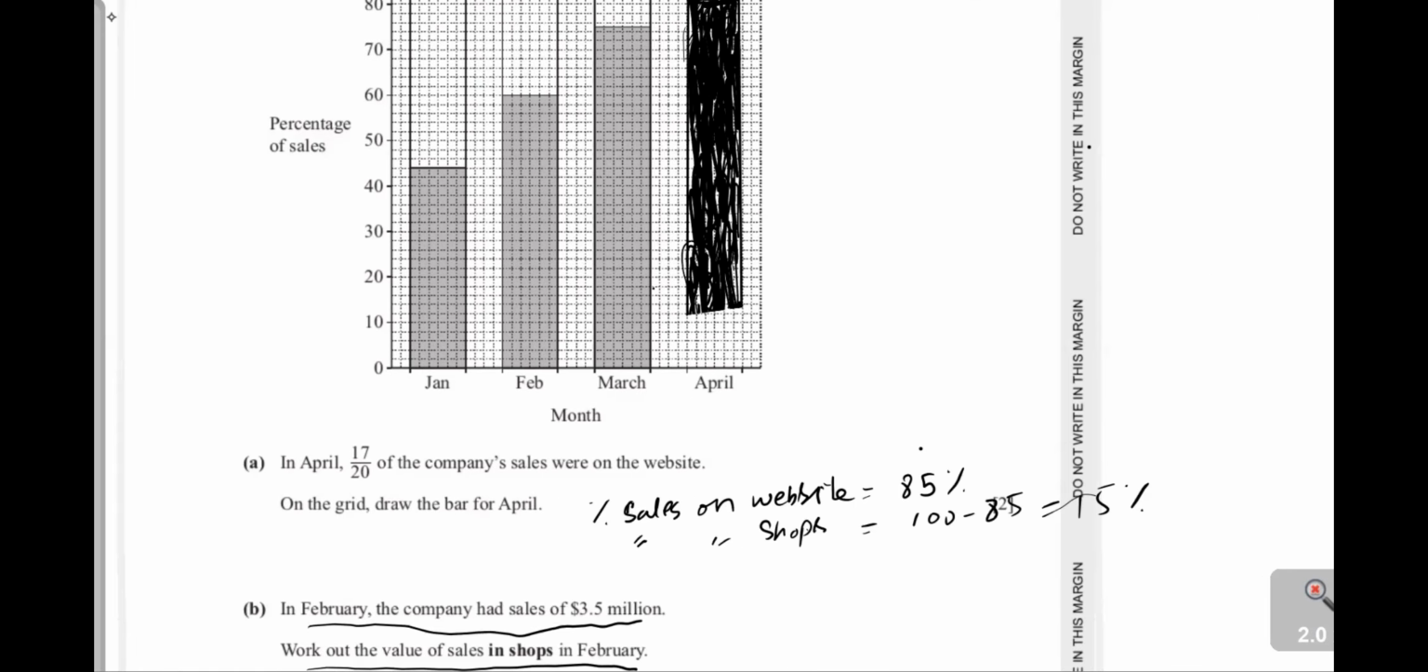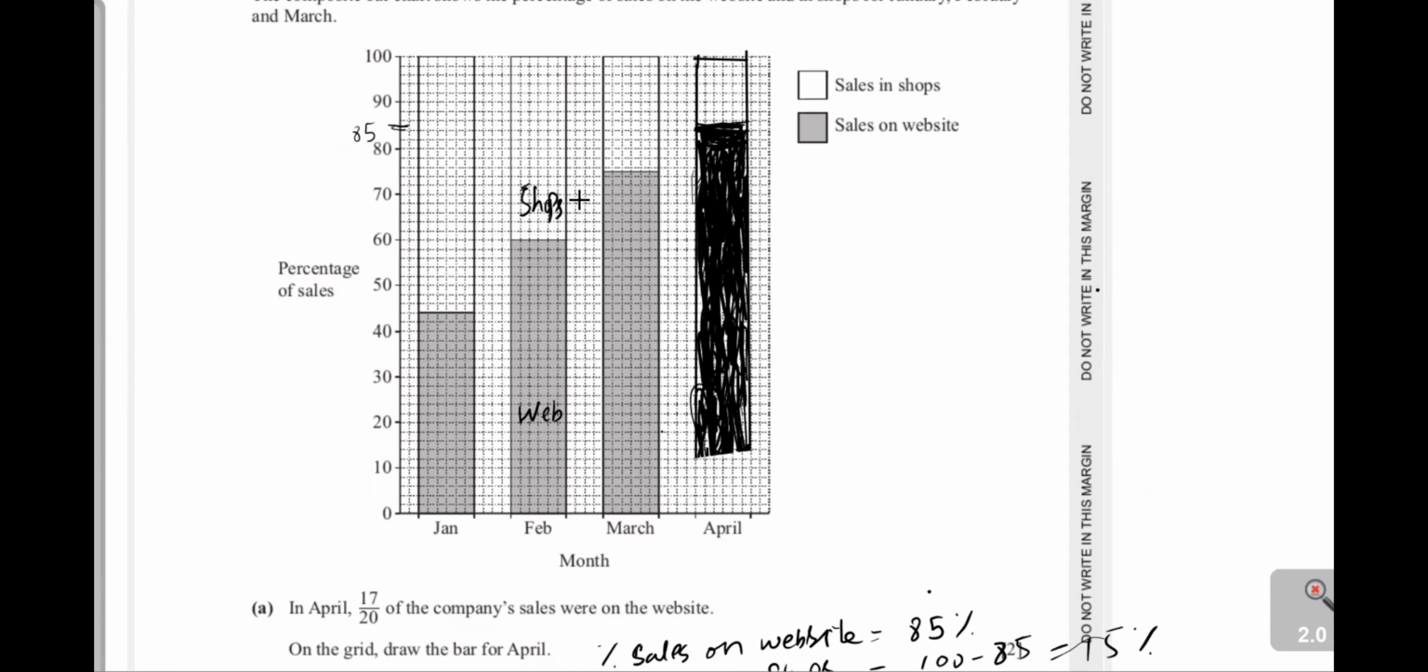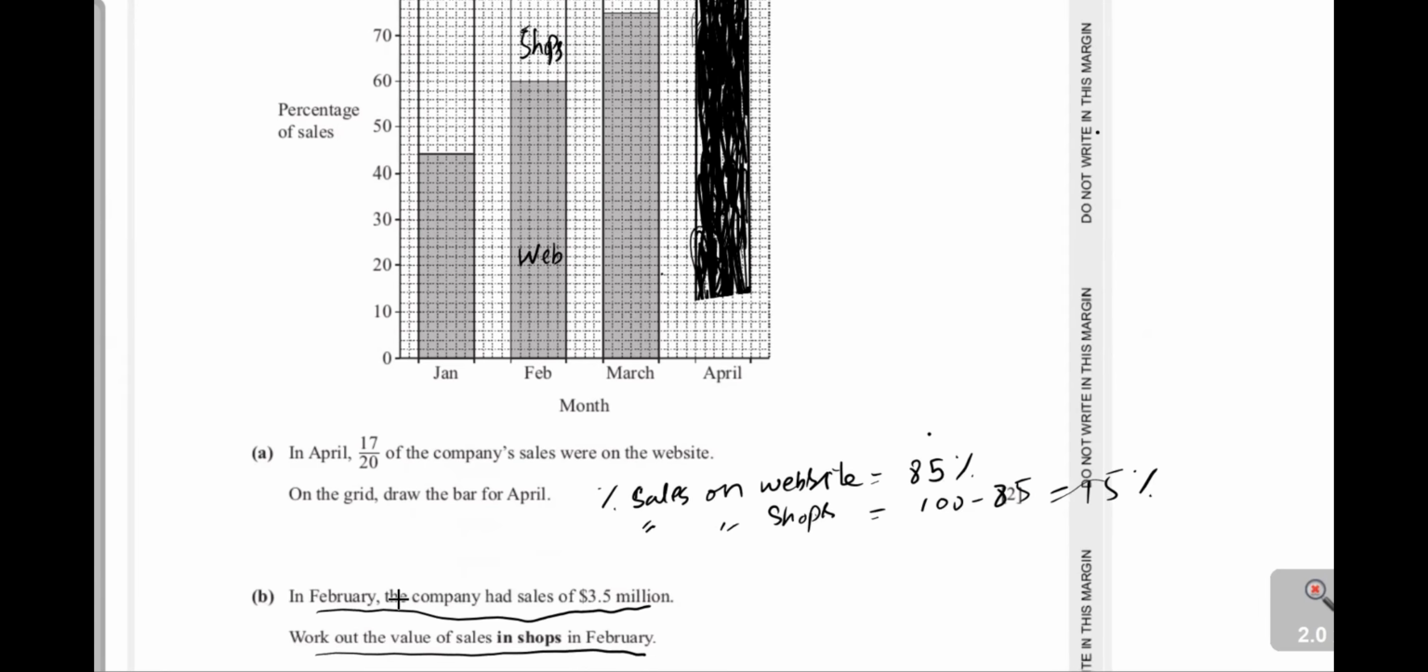In part B, in February, the company had sale of 3.5 million. Work out the sale in shops in February. Look here, this is the composite bar of February. The shaded region shows the sales on website, and this unshaded region shows the sale on shops. Here, 3.5 million is the total sale, and we have to work out the sale in shops in February.